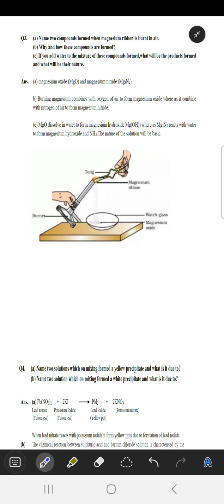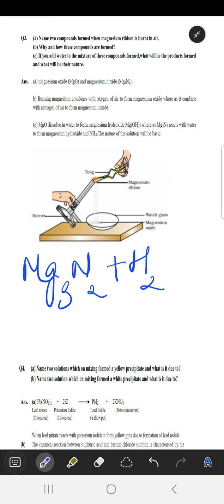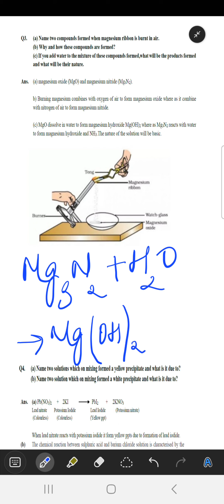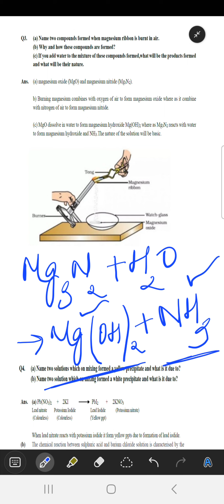Similarly, when magnesium nitride reacts with water, we get magnesium hydroxide, and there is a formation of ammonia as well. So two products are formed, magnesium hydroxide and ammonia. Now balancing the chemical equation. We are balancing the chemical equation and this is how it looks.